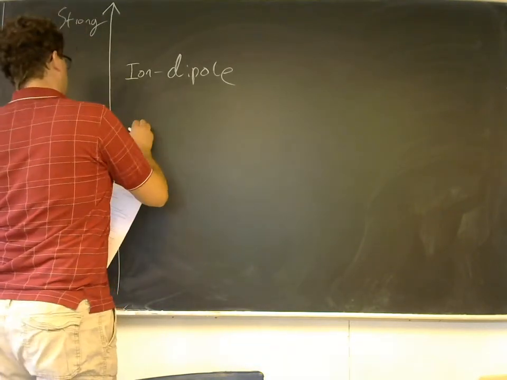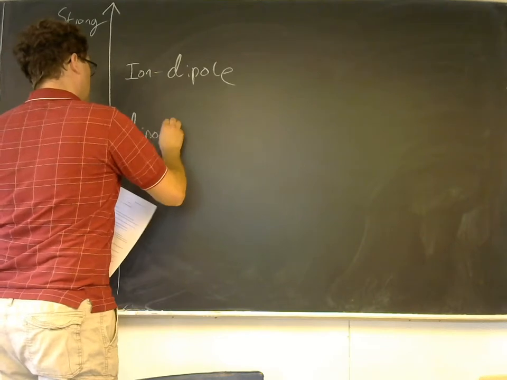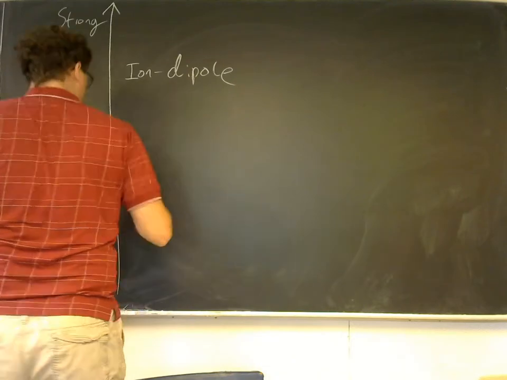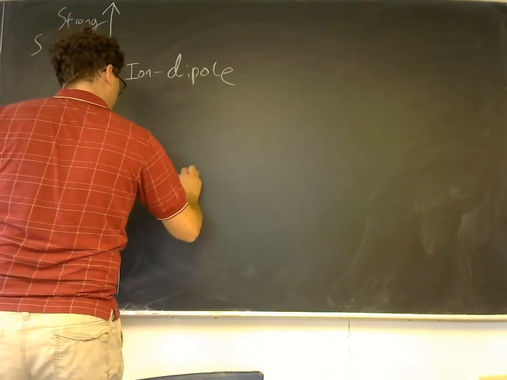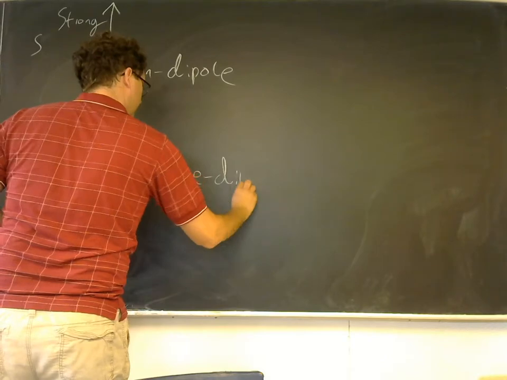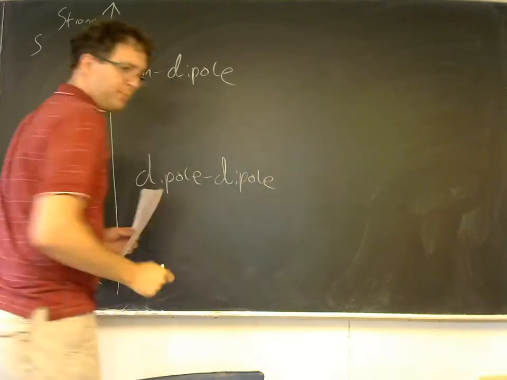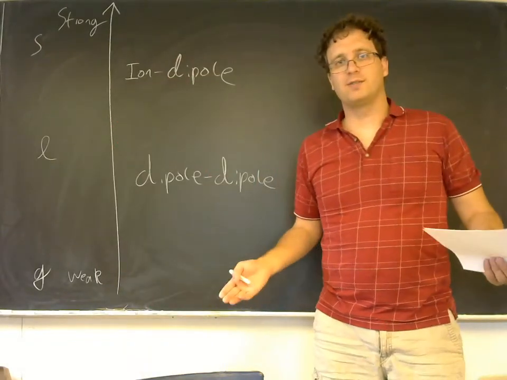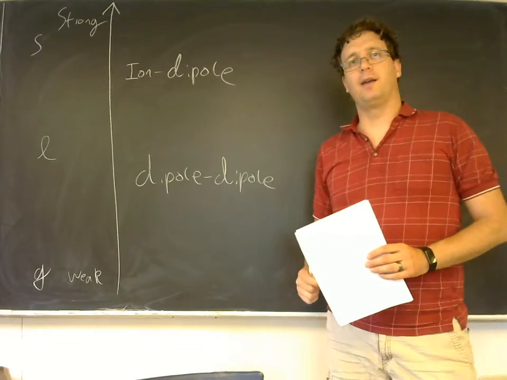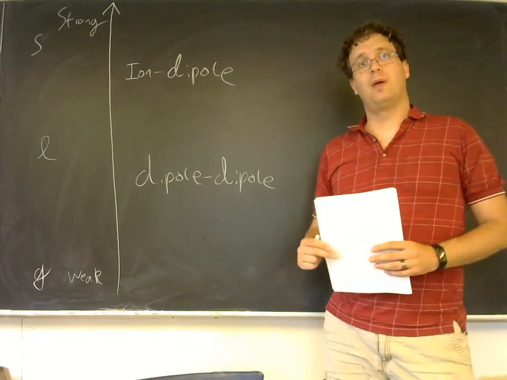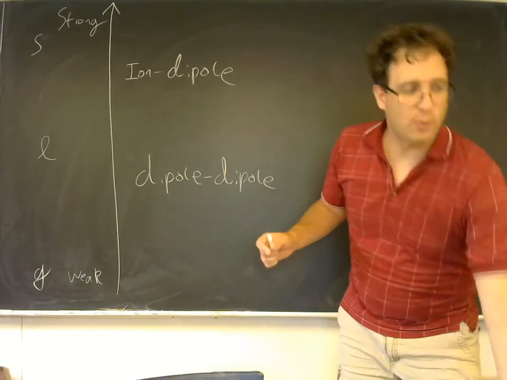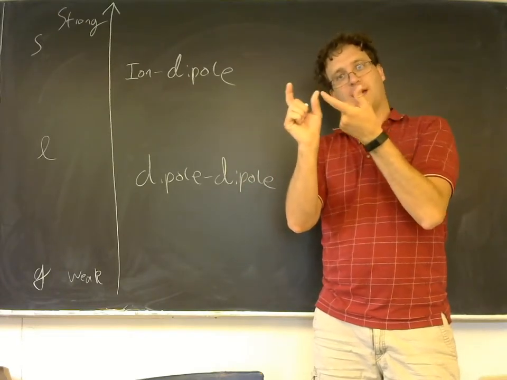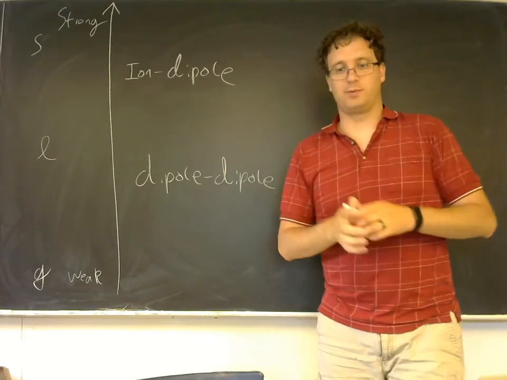Okay, dipole-dipole interactions. Actually, let's put them a bit lower down. Dipole-dipole interactions are really simple to understand. Any polar molecule has a positive side and a negative side, and opposites attract. And so the molecules, when they approach one another, the positive side of one will match the negative side of the other, and they will have some attractive force between them.